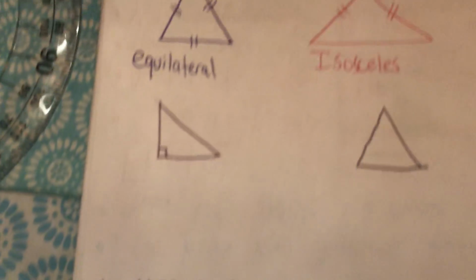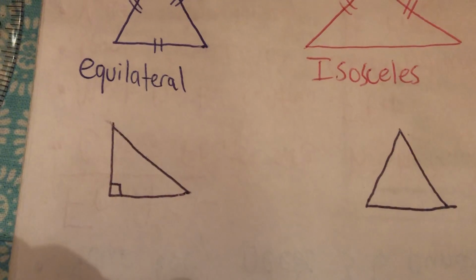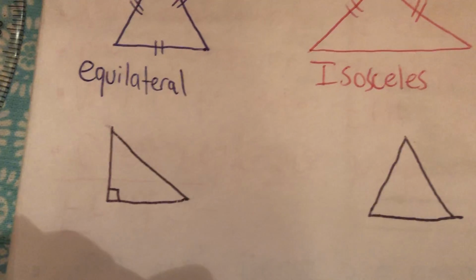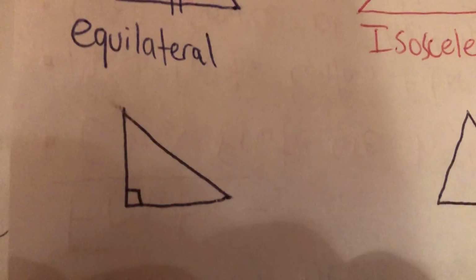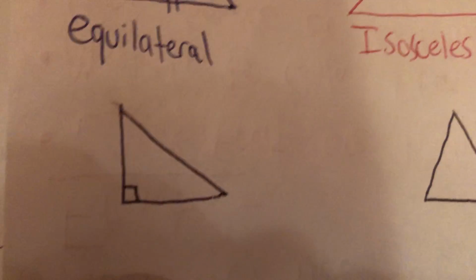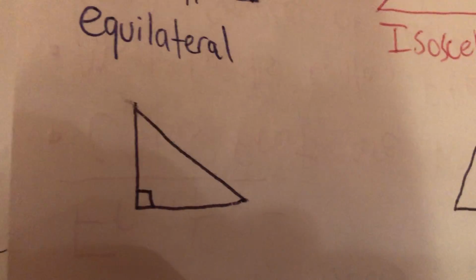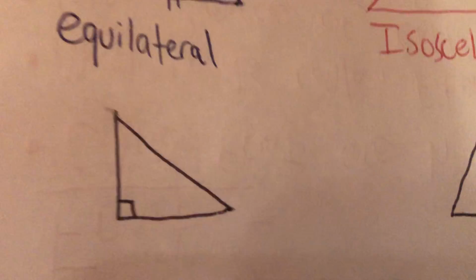Okay, so we have a few triangles here. And what we are going to do is measure these triangles, the angles, and figure out the degrees. So as a refresher, we will need a protractor.